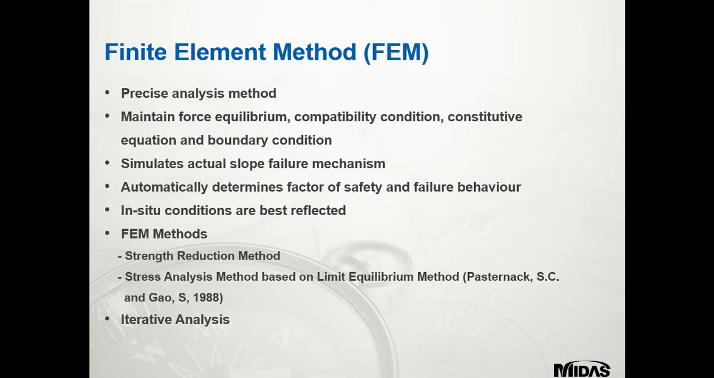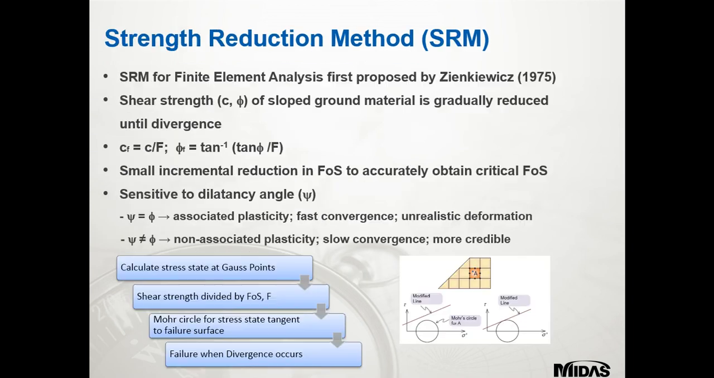There are two types of FEM models. The first one is the strength reduction method, or C-phi method, and the second one is the stress analysis method, which is a hybrid of the limit equilibrium method and C-phi method. Finite element analysis is an iterative process where for each iteration force and displacement compatibility is satisfied for each node. This increases the analysis runtime in finite element method analysis.